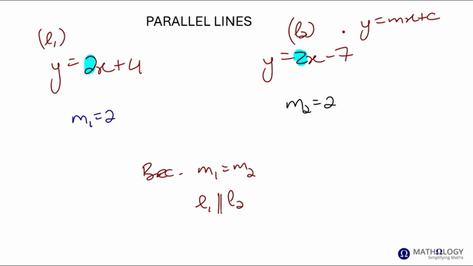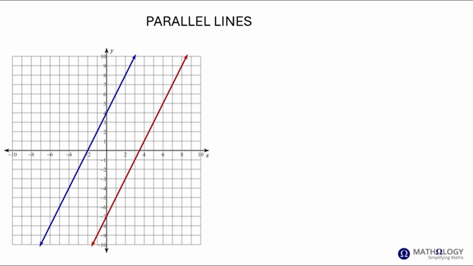So these two functions have been sketched. The blue graph is y equals 2x plus 4, and the red graph is y equals 2x minus 7. So now that we've sketched it, we can clearly see that these lines are parallel. They're never going to meet. And the reason they're parallel is because their gradients are equal. So this is the criteria behind parallel lines. We will know if two lines are parallel just by looking at their gradients.